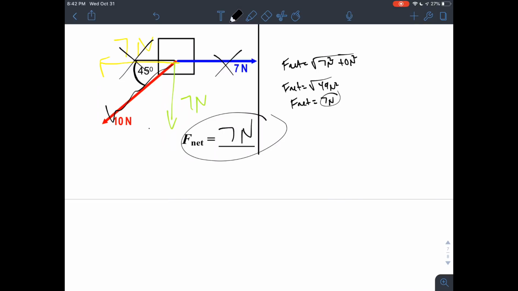This is really no different than vector addition that we've done in our force table lab or vector addition that we did much earlier on in Unit 2. So we're not seeing anything really new here. The trick is just being able to draw our free body diagram and actually perform the F net calculation.